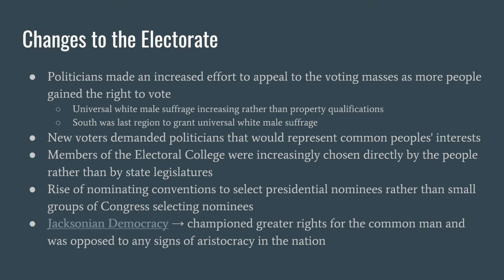And this rise of voting rights for white males, this attention to the common people's interests, we can refer to as Jacksonian democracy, named for President Andrew Jackson. Jacksonian democracy really champions the rights of the common man and really opposed any sort of aristocracy or upper class in the nation. So Jacksonian democracy becomes the go-to ideology during this time.